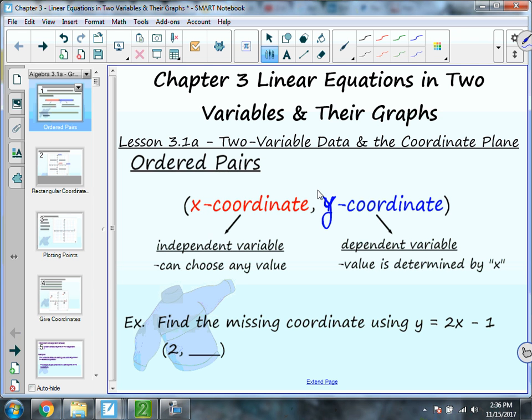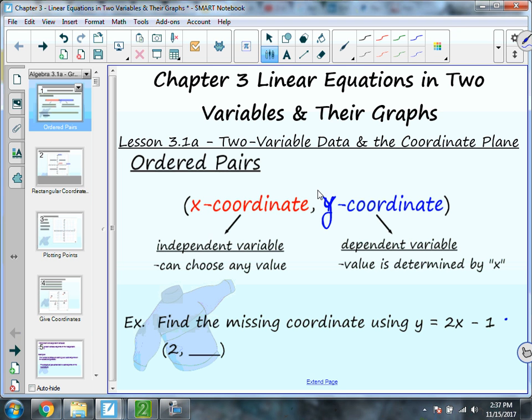So X is called the independent variable. If you are dealing with a real life situation, you can choose any variable for the X, then plug it into the equation and find the Y variable. That value is determined by X. So X is the independent variable, and Y depends on X. We're going to talk about how to determine which is the independent and which is the dependent variable in a little bit.